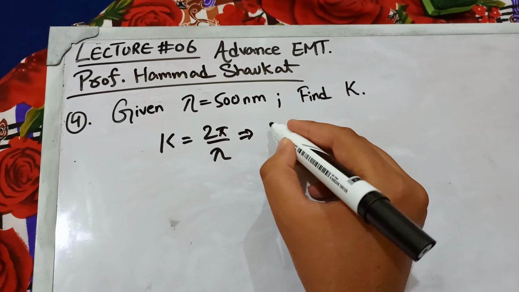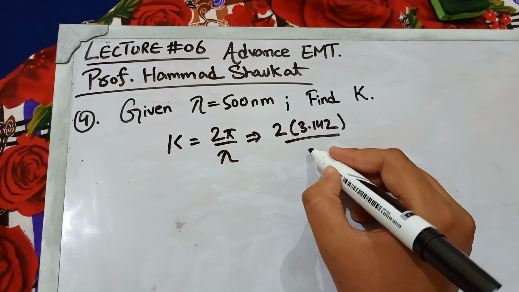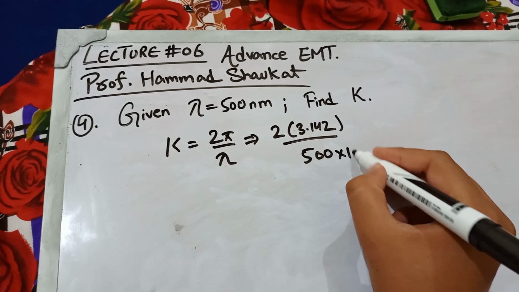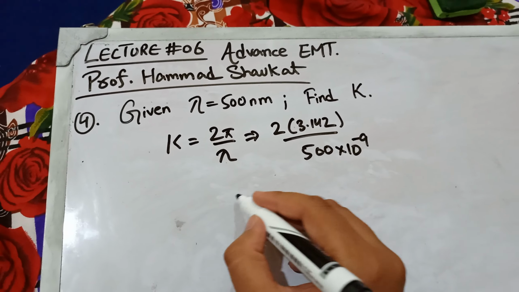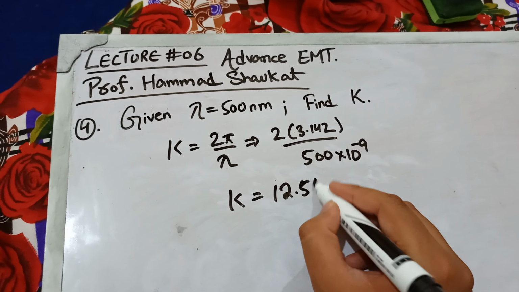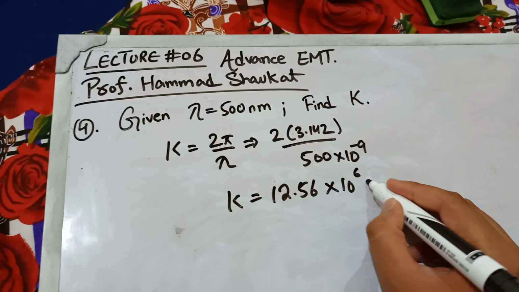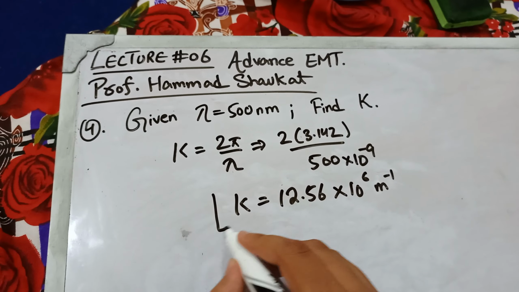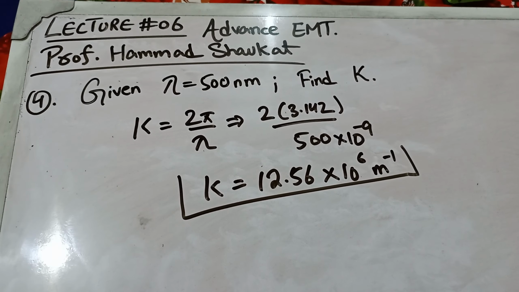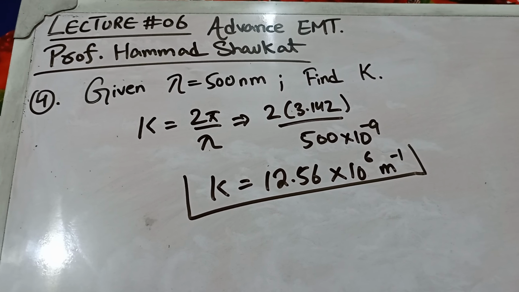After putting in the value of pi, 3.142, divided by lambda's value, 500 nano, and you know nano is basically 10 raised to power minus 9, after substituting, you will get your final answer, which is equal to 12.56 multiplied by 10 raised to power 6 per meter. So this is how you can find the wave vector value k when your lambda is given. So this is your fourth problem.